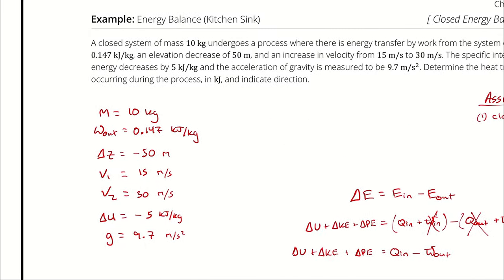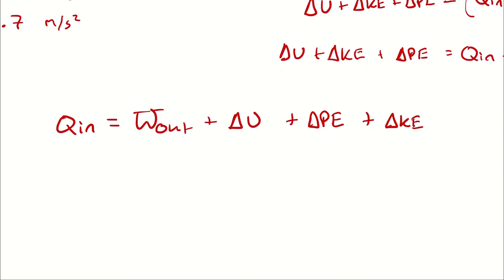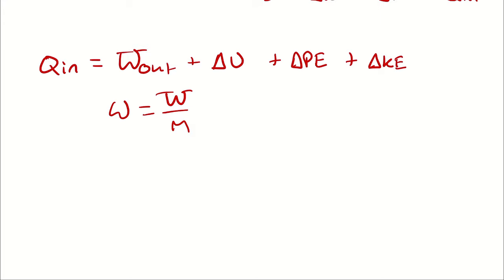For work out, true or false, I'm just going to plug in 0.147 kilojoules per kilogram. False. That's a specific work out, and this equation is total work out. So in order to write this in terms of things that I know, I have to recognize that specific work is defined as total work divided by mass, because that's what we use for specific properties. Therefore, instead of writing total work out, I could write mass times specific work out.